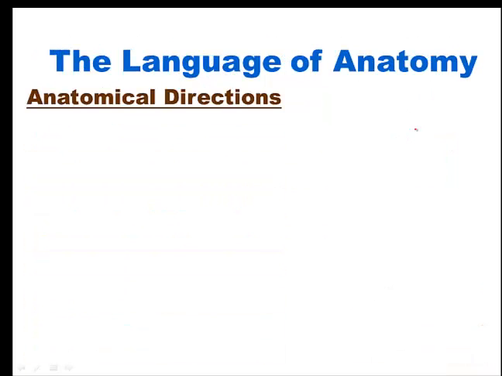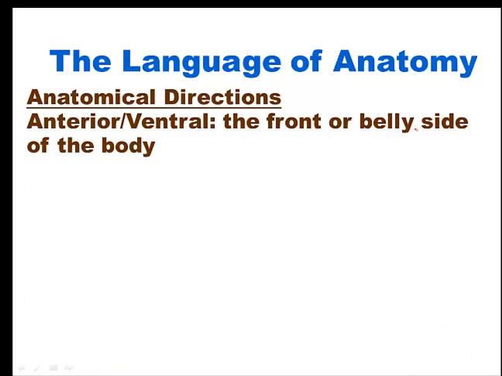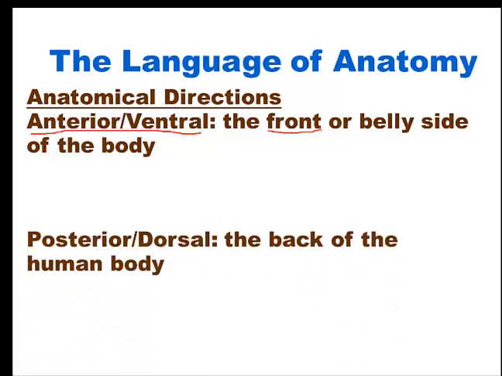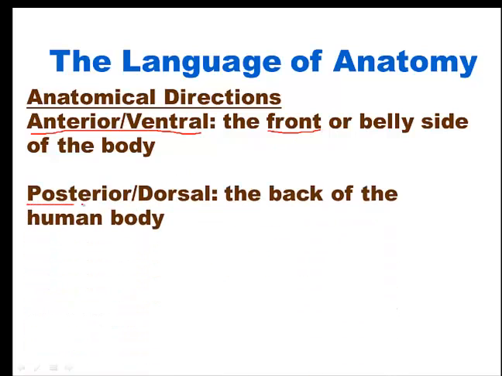Okay, so when we talk about the body parts, we're going to be using anatomical directions when we talk about things. The most common that we're going to use, we have anterior, which is also called ventral. We saw that when we talked about the ventral cavity. So that means the front or belly side of the body. So anterior means front, ventral also means front. The opposite of that is posterior or dorsal, and that is the back of the human body. So remember, we talked about dorsal fin on the back of a shark. That's one way you can remember that dorsal means back, and posterior is the back side.